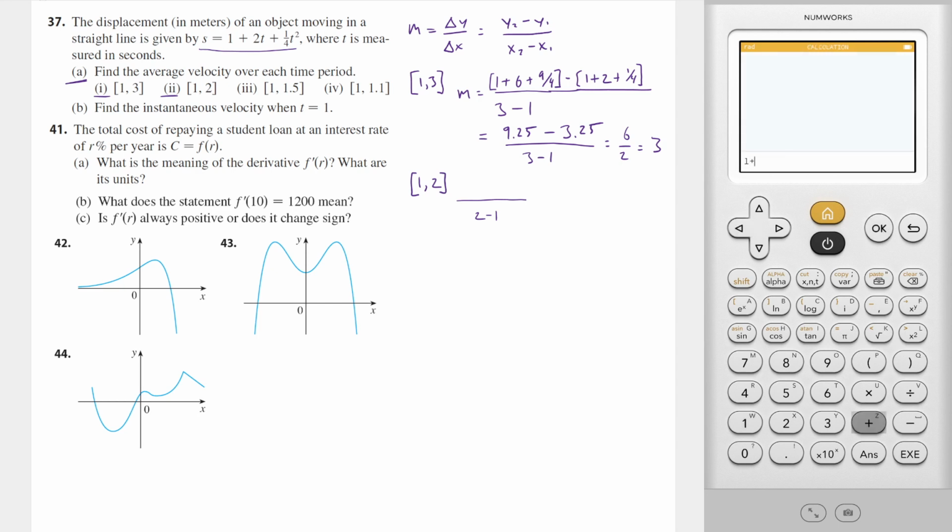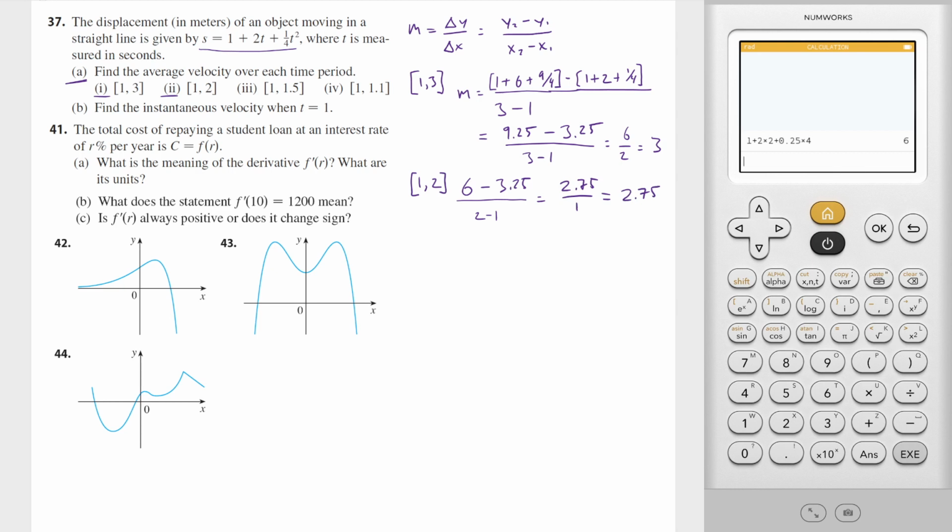Okay, so plug this in the calculator. So 1 plus 2 times 2 plus 0.25 times 2 squared, which is 4, and that's going to be 6. So I have 6 minus 3.25, and that's going to be 2.75 over 1, which is equal to 2.75.